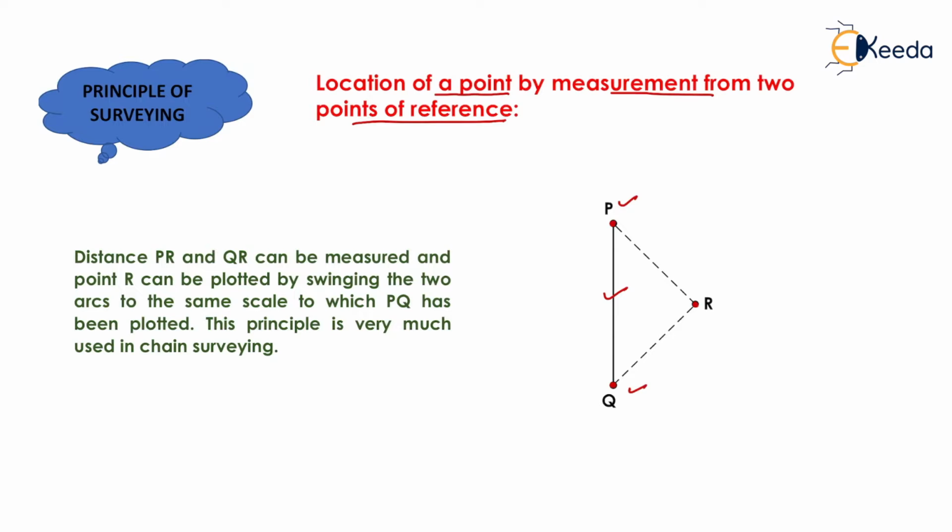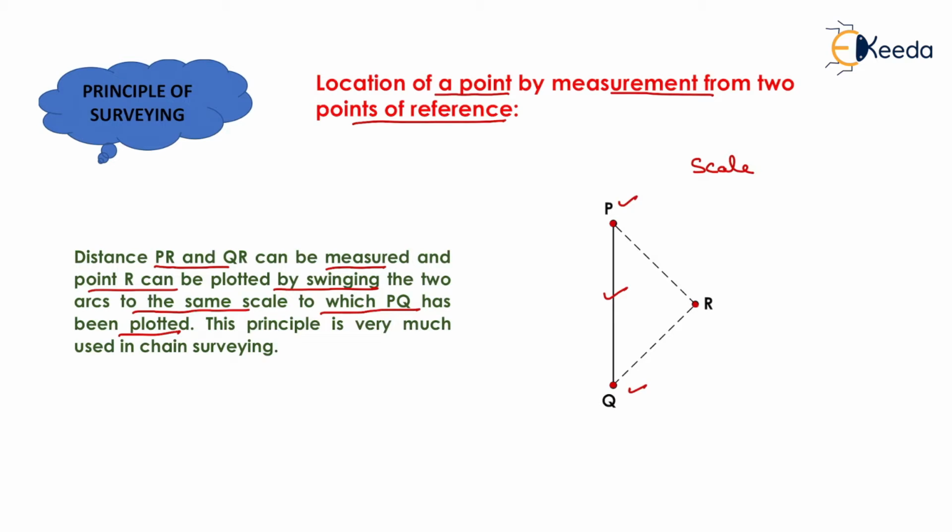Now suppose that the ground is flat, so we can easily measure the distance between P and R as well as Q and R. So we will measure the distance by chain or with the help of a tape. Now distances PR and QR can be measured and point R can be plotted by swinging two arcs to the same scale to which PQ has been plotted. Now in the sheet, when we plot this whole P, Q and R, we need to take a scale.